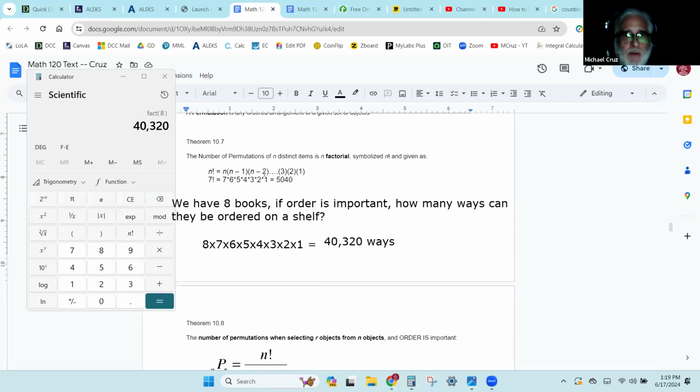We'll find out a little bit later when we come to combinations, not today, that with combinations, order is not important.